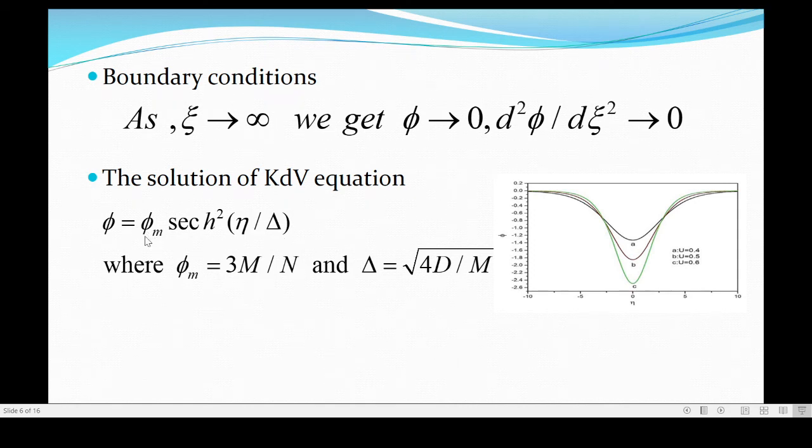Now here we have two new terms, phi m and delta. Phi m is known as the amplitude of the solitary structure and delta is the width. The amplitude is given by 3M by N, where N is the nonlinear term, and delta is equal to root over 4D by M, where D is the dispersive term. So we can see that the more the dispersive effects, the more will be the width, and the higher the nonlinearity, the lower will be the amplitude.